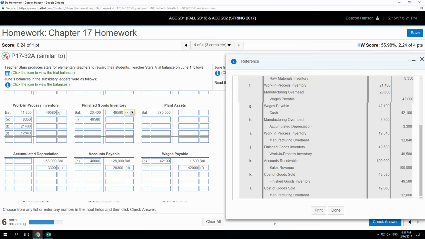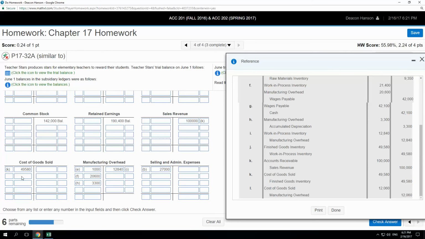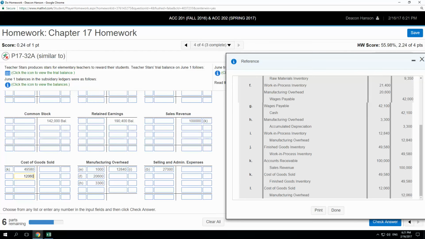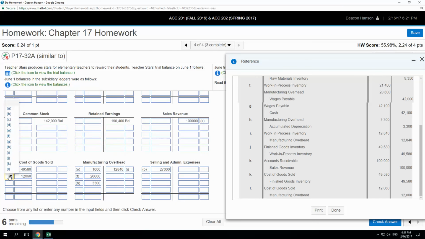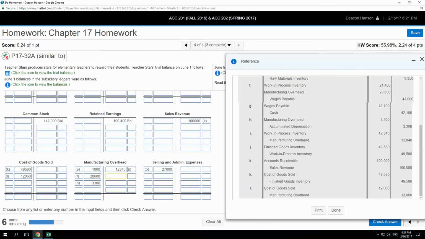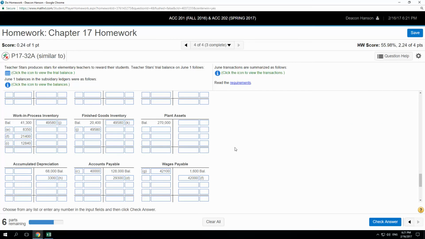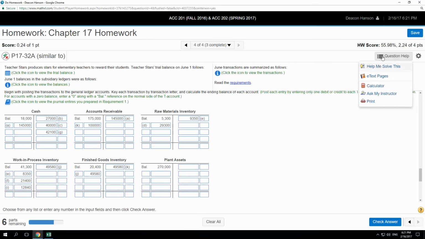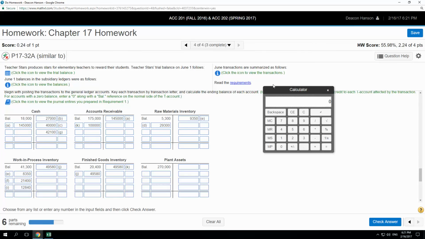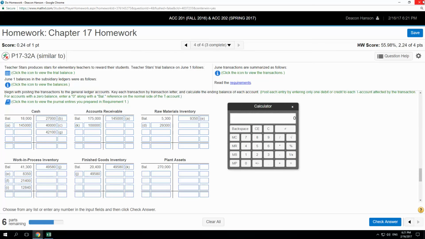Okay, and then finally, to get rid of the overhead balance, there's a debit to cost of goods sold of 12,060, item L, and a credit to overhead, item L. Okay, I think we posted correctly. Now it's just a matter of doing some arithmetic. We've got to get the balances in each account, so we should know how to do that.